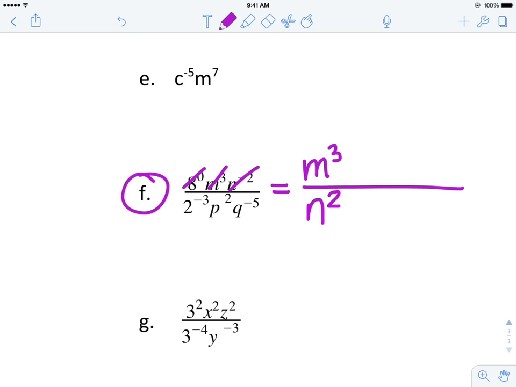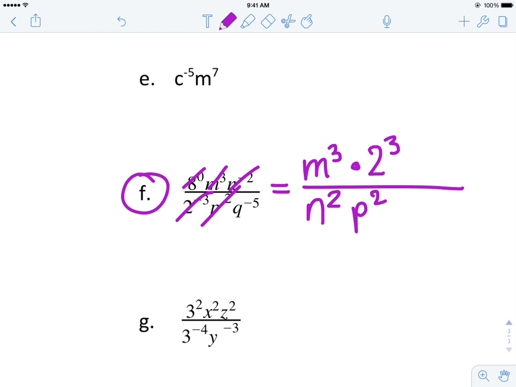Okay, I got rid of 1, 2 on the top. Now I just gotta look at the bottom. Now I have 2 to the negative third. I move it to the opposite side. So I put my 2 to the third up here. Cool beans. That one's gone. Now I have p squared. That stays on the bottom. It's not negative, it stays where it is. Doesn't change. No moving. That's gone.